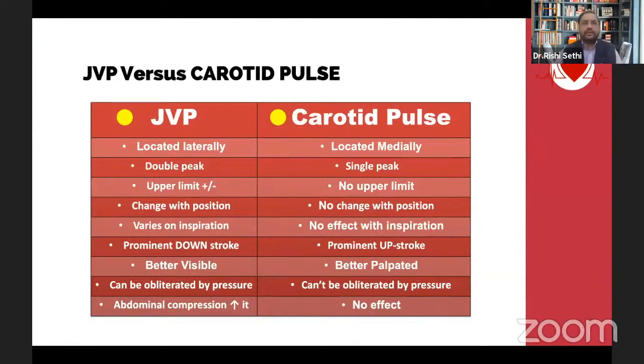The JVP is located a little laterally, while carotid pulse is located a little medially. JVP is double peaking, while carotid is single peaking. JVP's upper limit can be seen, but there is no upper limit of the carotid. JVP changes with position and on inspiration, and it has more prominent downstrokes, while carotids will not change with position or inspiration, and it has a prominent upstroke. JVP is better visible and it can be obliterated by pressure. Carotid is better palpable and it cannot be obliterated by pressure. And on abdominal compression, JVP might be raised while there would be no effect on carotid.